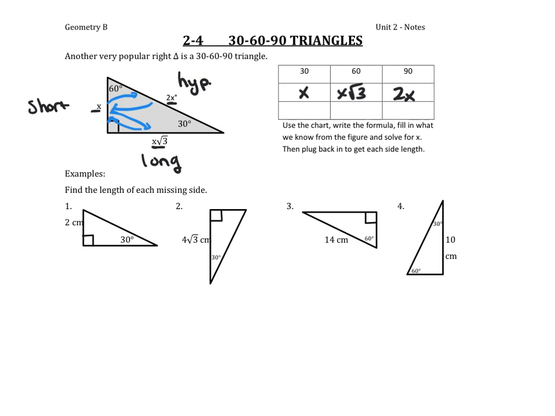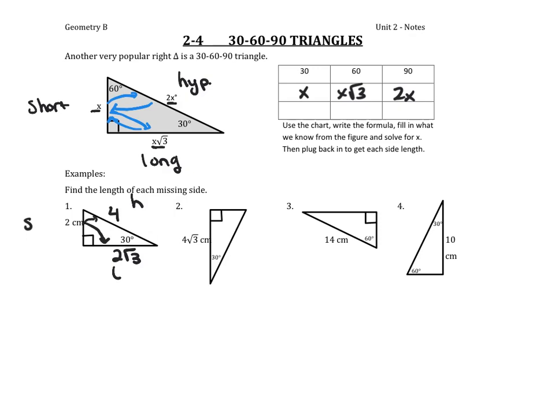So for the first example, I'll label things. We're given the short side, we want the hypotenuse and the long. So to go from the short to the hypotenuse, we multiply by 2. So this becomes 4. To go from the short side to the long side, we're going to multiply by root 3. So the side is 2 root 3.